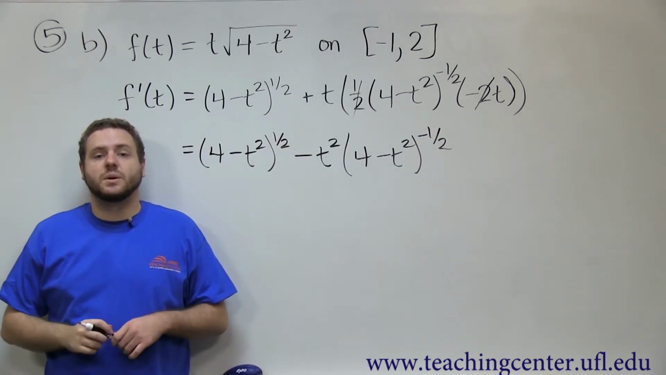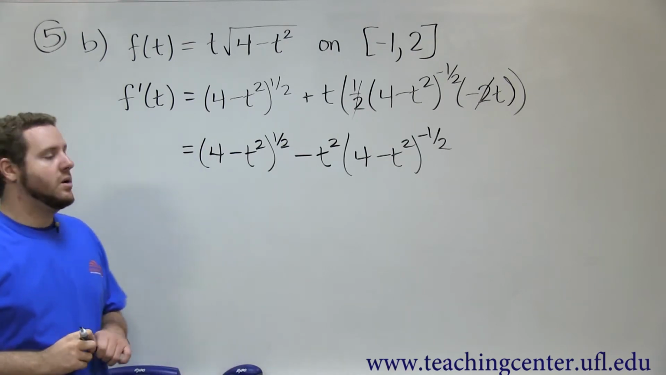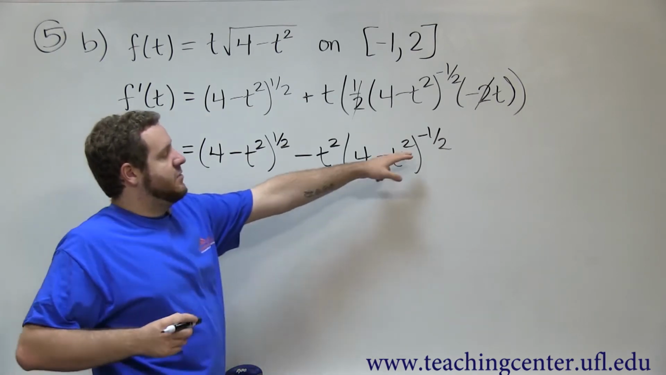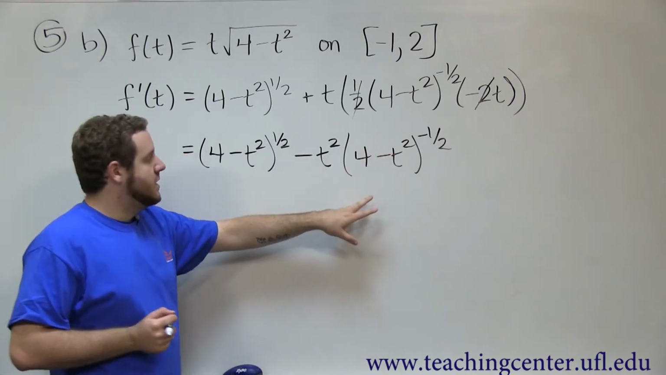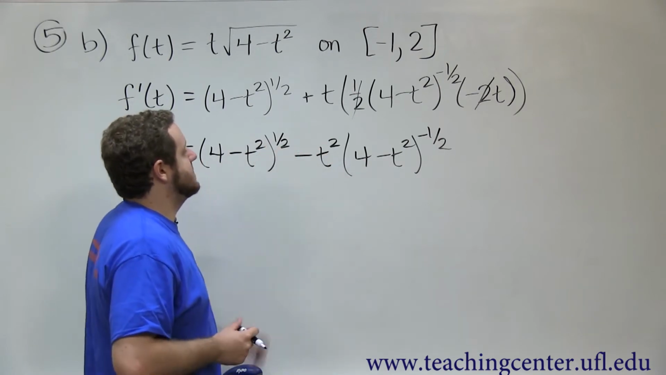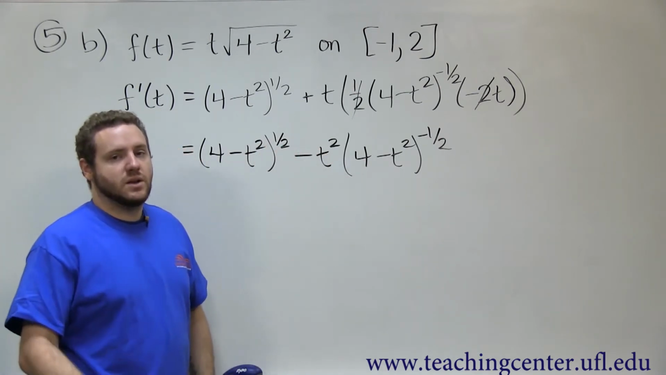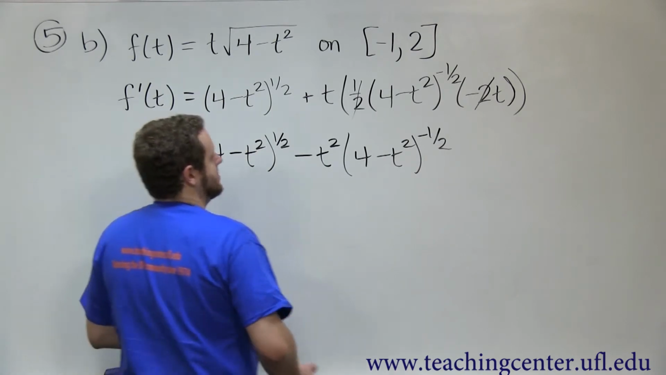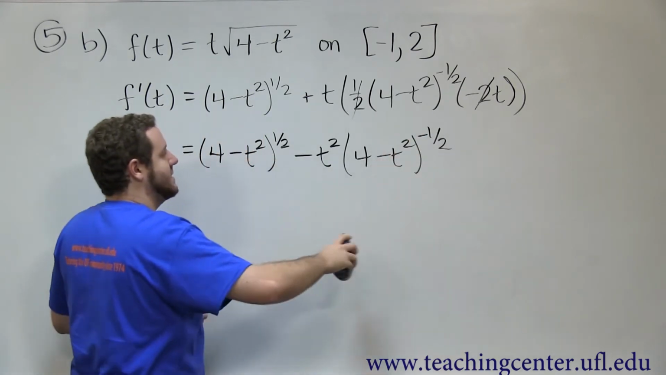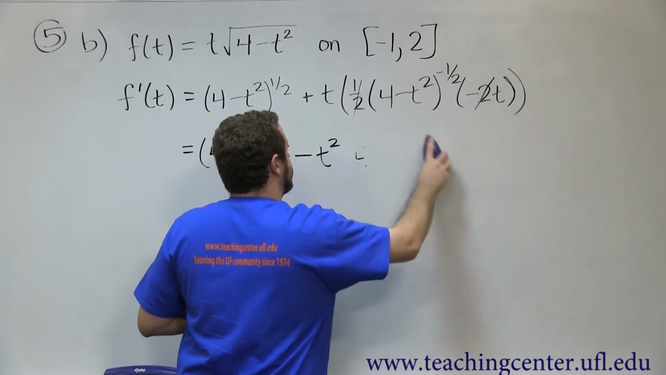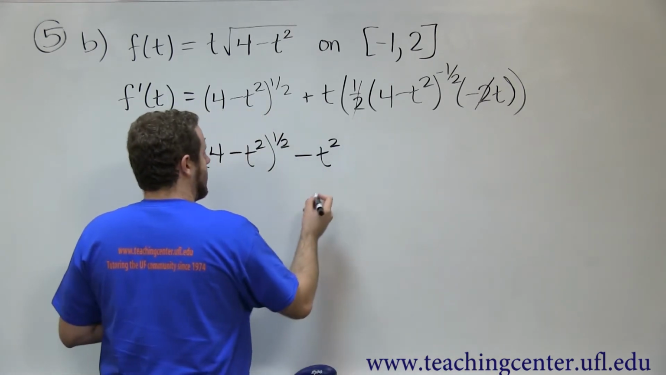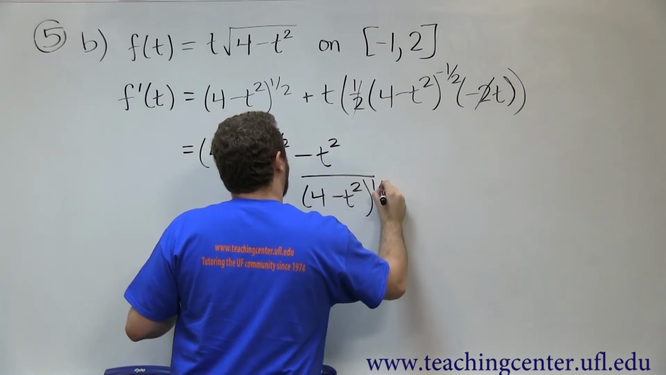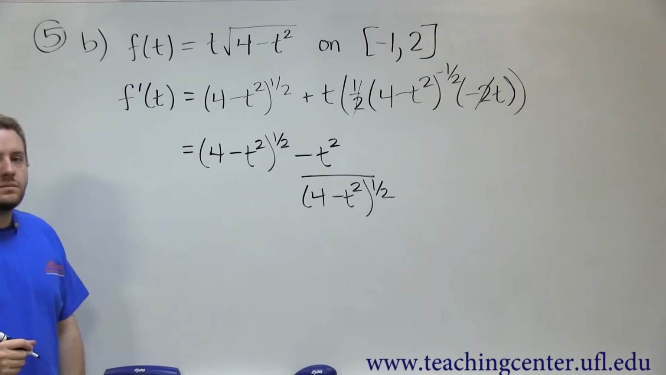But in order to find critical numbers, we have to set this equal to 0 or see where it's undefined. The problem is that this is a negative power, so we essentially have a denominator on this term. So what we need to do is to get these two together in order to answer that question, and to do that we need a common denominator. So I'm going to rewrite this term. So this is 4 minus t squared to the -1/2. So really that's just 4 minus t squared to the 1/2, but on the denominator.